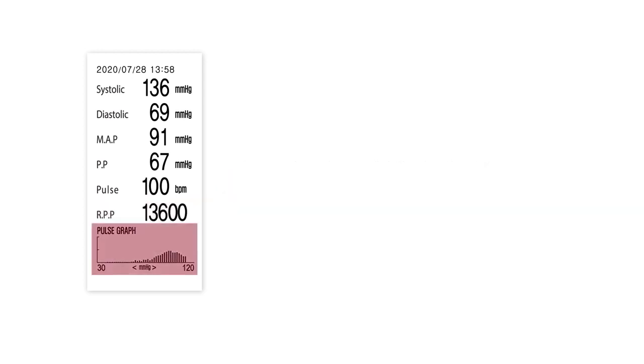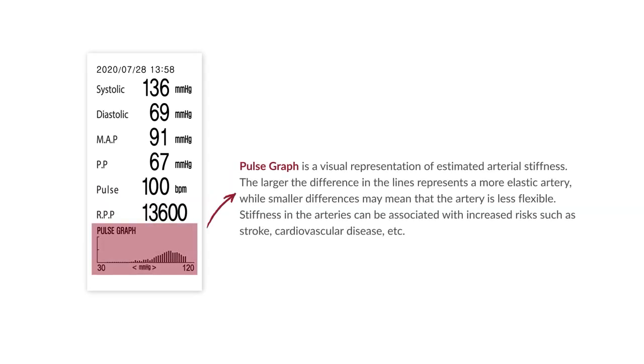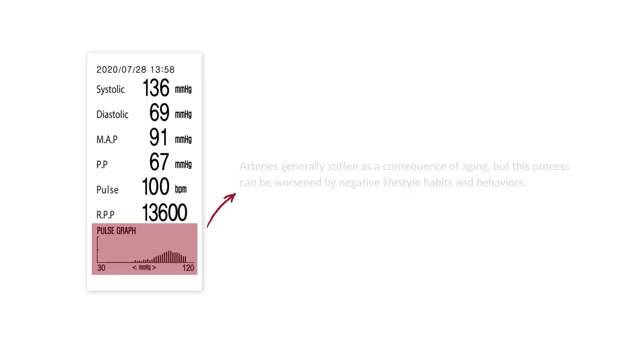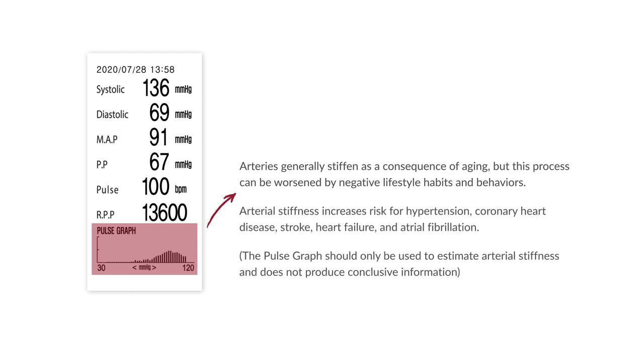Pulse graph is a visual representation of estimated arterial stiffness. The larger the difference in the lines represents a more elastic artery, while smaller differences may mean that the artery is less flexible. Stiffness in the arteries can be associated with increased risk, such as stroke, cardiovascular disease, etc. Arteries generally stiffen as a consequence of aging, but this process can be worsened by negative lifestyle habits and behaviors. Arterial stiffness increases risk for hypertension, coronary heart disease, stroke, heart failure, and atrial fibrillation.